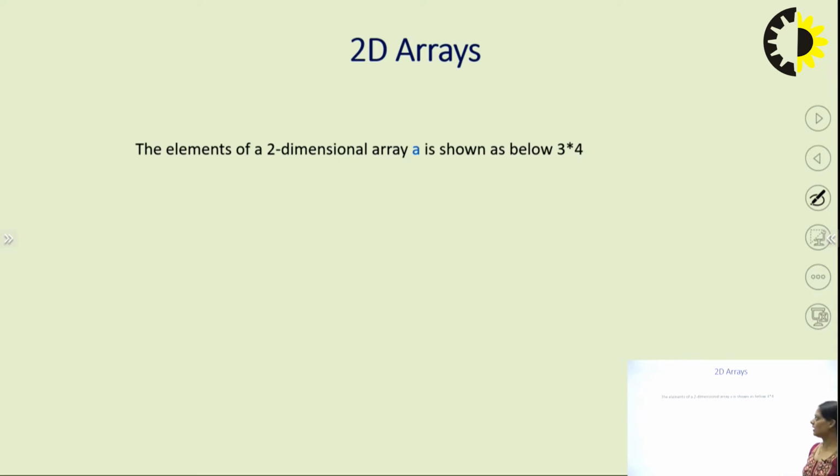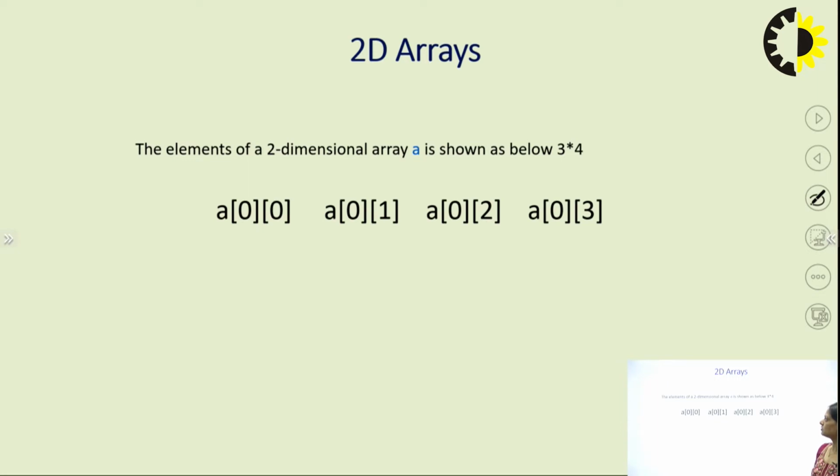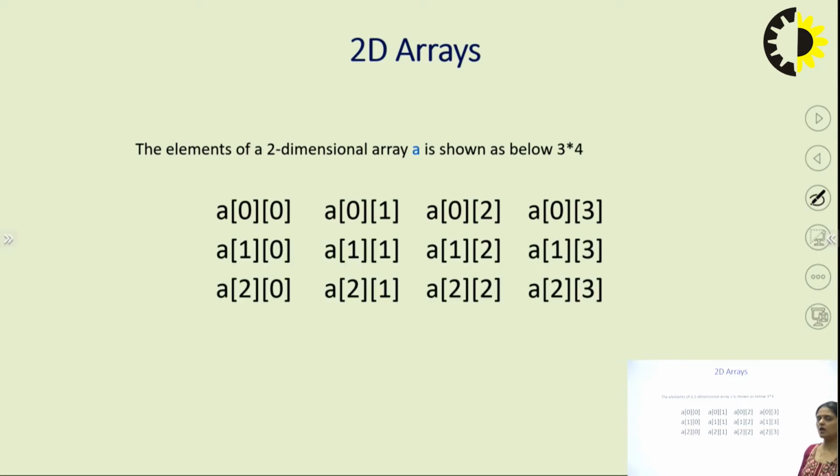Now the elements of a 2-dimensional array are shown below. We can see over here how it is stored. Two-dimensional arrays are stored in a two-dimensional way. The first dimension is considered as the row and the second dimension is considered as the column. A is the name of the array, and just as in linear arrays the array index starts from 0 to n, similarly over here each element is associated with two index numbers. The first one is the row and the second one is the column.